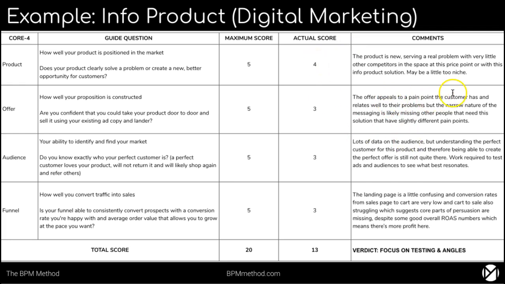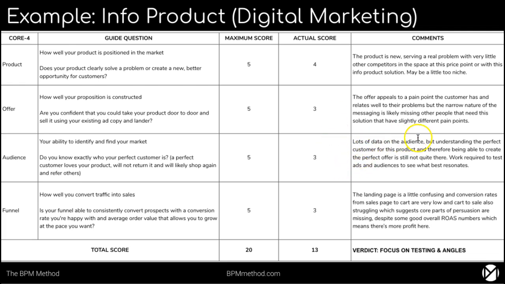The offer appealed to a pain point and relates well to the problems, but the narrow nature of the messaging is likely missing other people that have the same pain point. We knew that because we launched this fast and we wanted to do testing, the offer wasn't as strong as it could be. So that's something which we knew for this particular product we could rework.